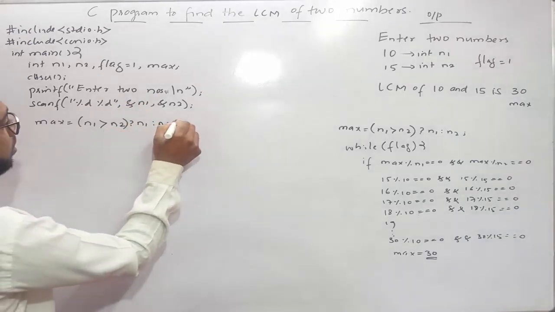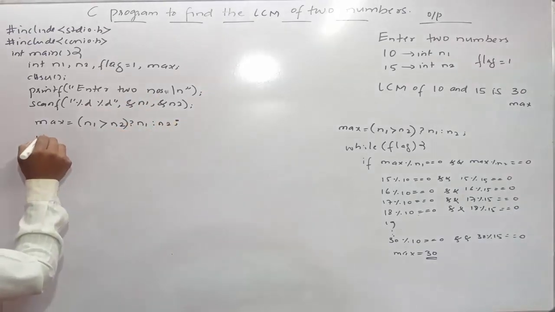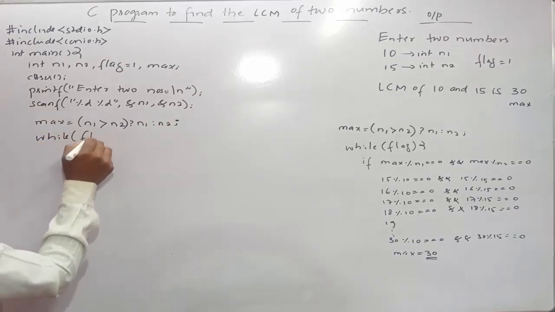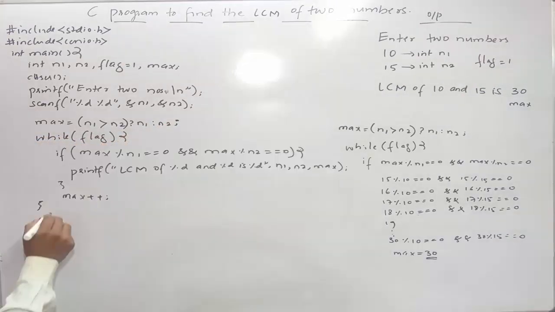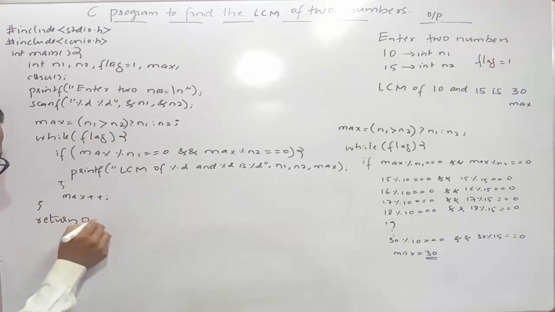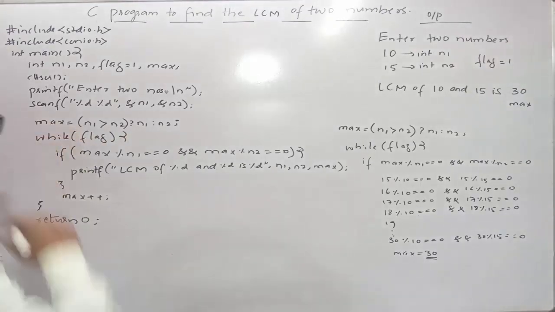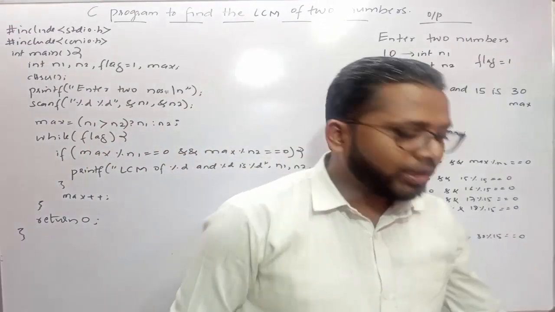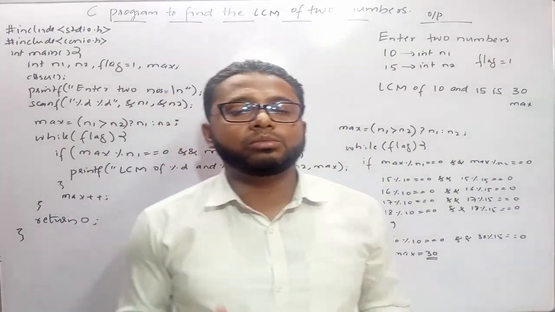Semicolon. Next while flag, return 0, then the main function closed. So this is how we can write a C program to find the LCM of two numbers.